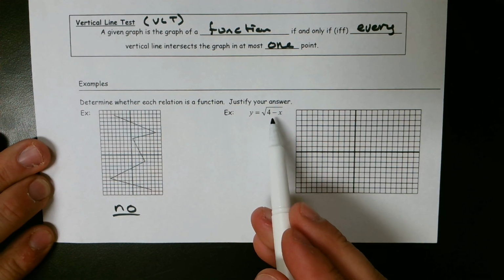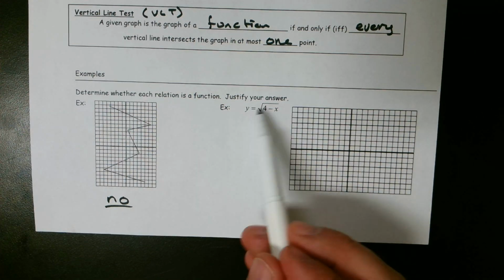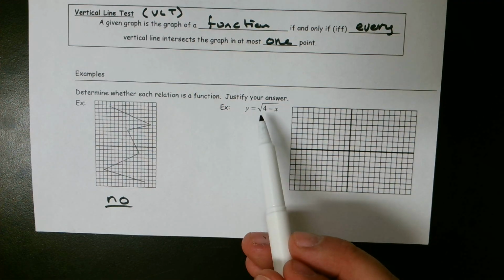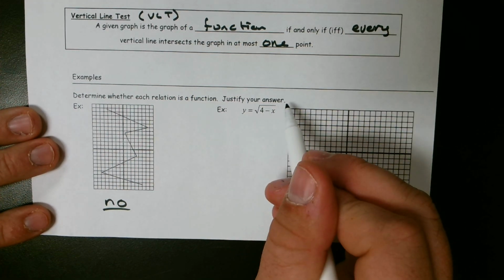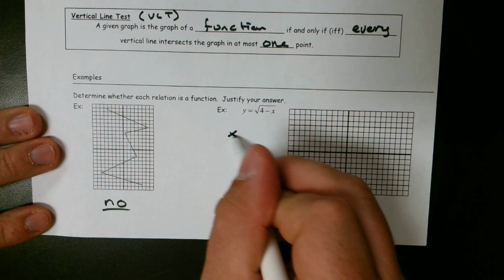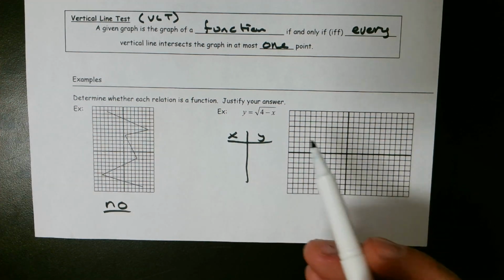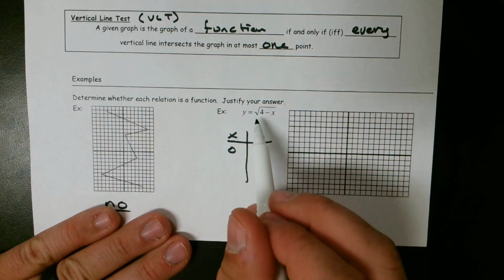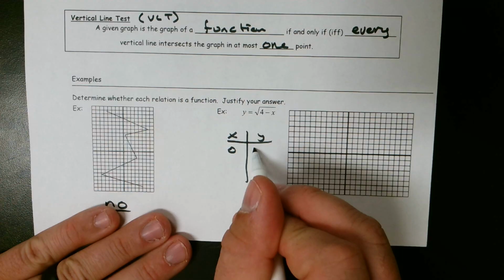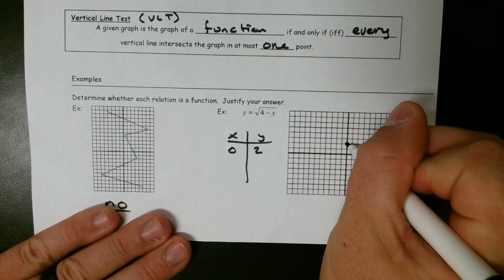Now this one is an equation, so we should probably graph it. Okay, so if we graph this, we can graph it a couple different ways. I'm just going to do it by plotting some points and knowing what my square root graph is going to look like. So if I plug in 0 for x, 4 minus 0 is 4. I'm going to get 0, 2. Yeah, I can plot 0, 2. That's a pretty easy one.